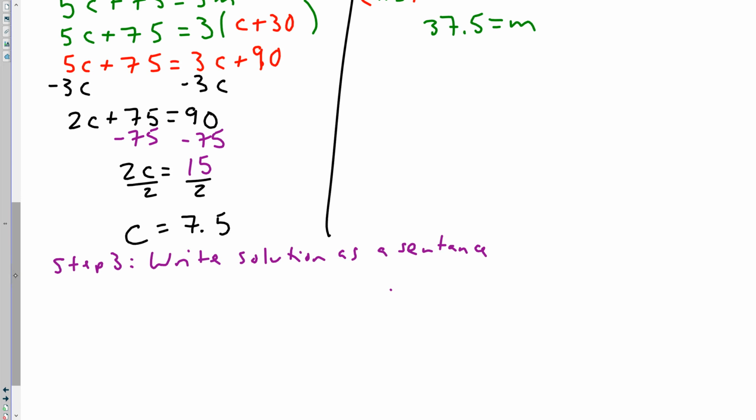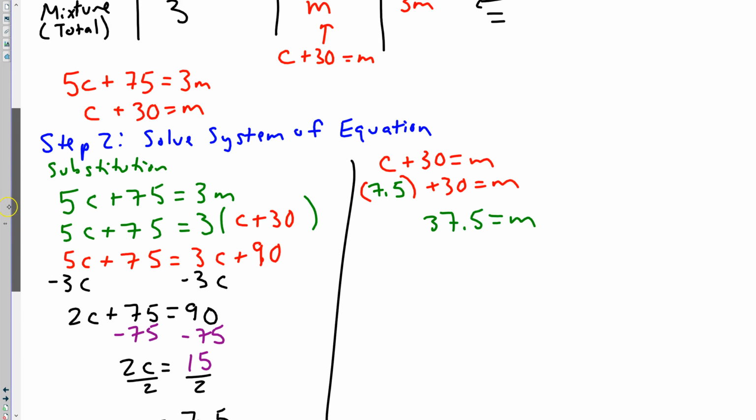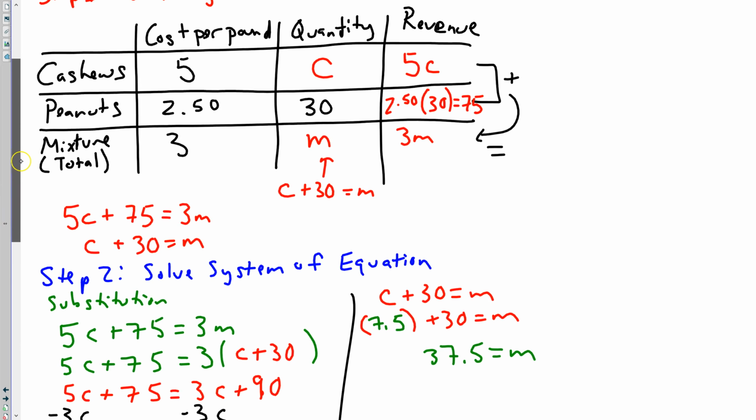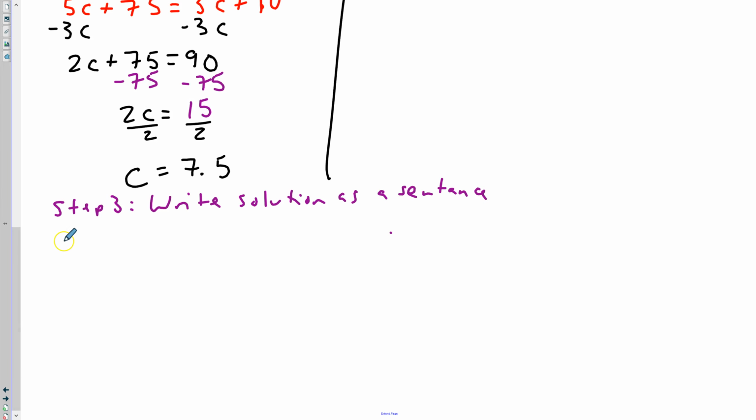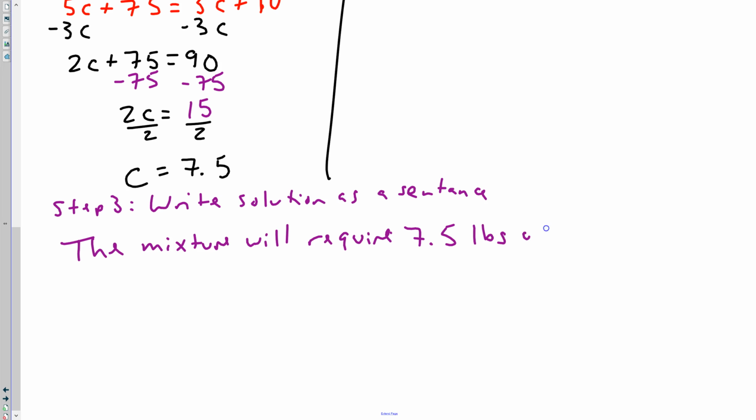Here I picked meaningful letters, so I know C represents the pounds of cashews and M represents the pounds in our mixture. If you picked variables that you weren't sure what the values actually represented, you could go back to your table and look at what you were talking about. Right? We were talking about quantity of cashews and quantity of the mixture. So the mixture will require 7.5 pounds of cashews.